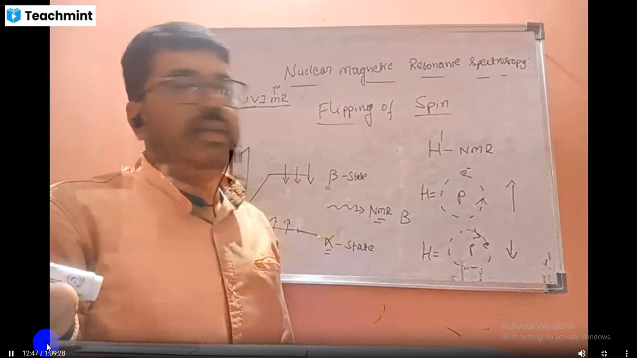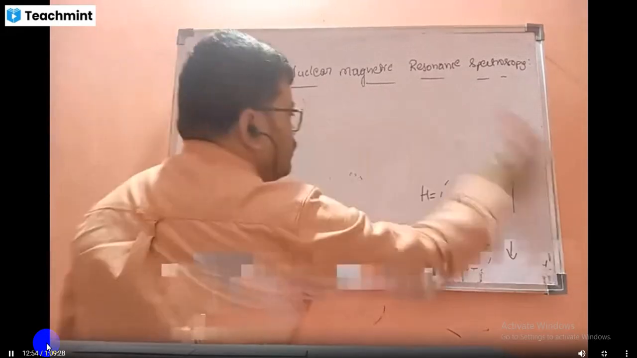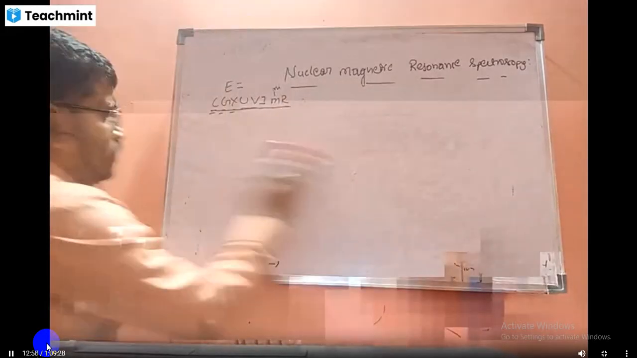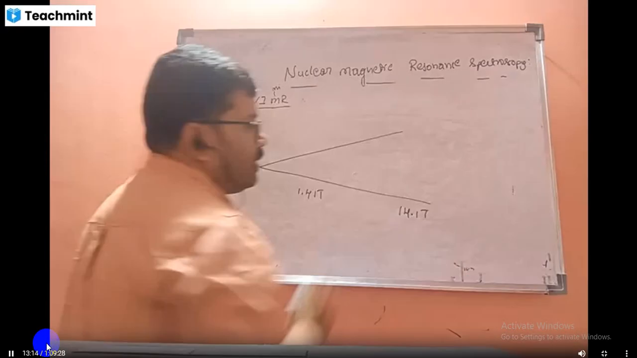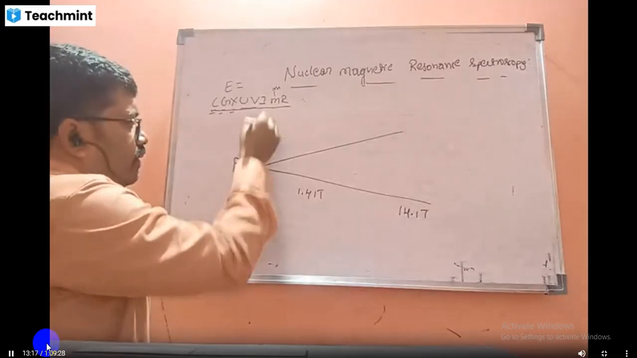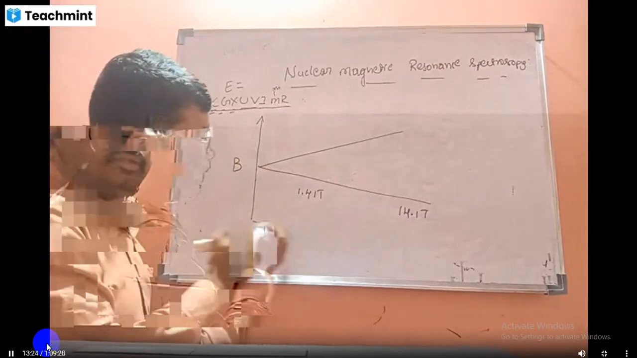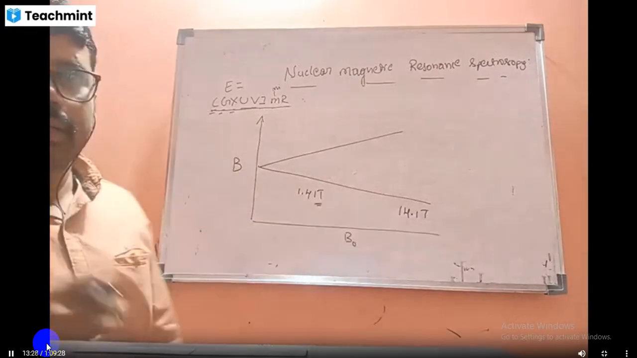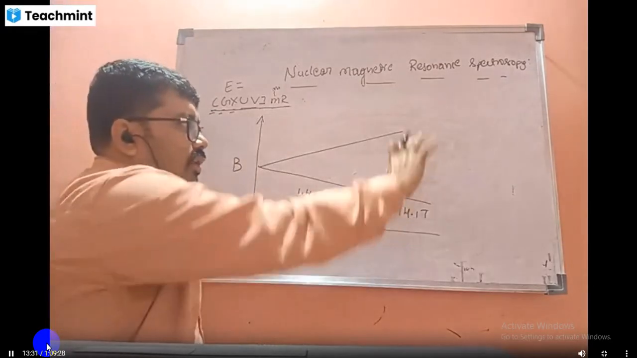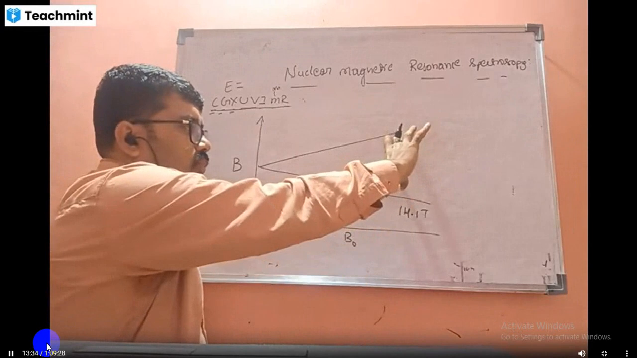How much radio frequency energy is required? What is B? B is nothing but the magnetic field. The magnetic field is like this: this is 1.4 Tesla, and this is 14.1 Tesla. If you increase the magnetic field strength, Tesla is the strength of the magnetic field. At 14.1 Tesla the energy gap is more, at 1.4 Tesla the energy gap is less.